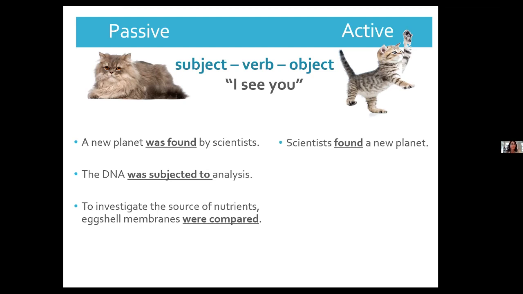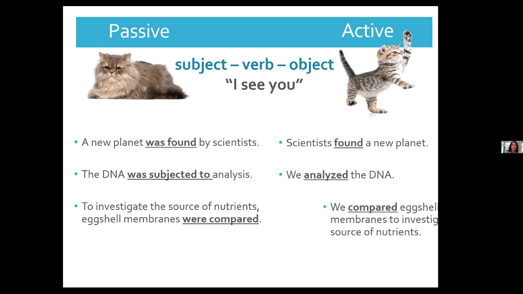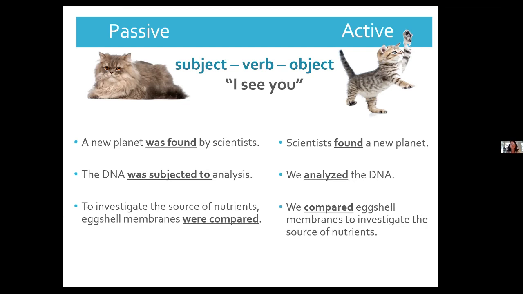The second example, the DNA was subjected to analysis, could become, we analyzed the DNA. And the last sentence, to investigate the source of nutrients, eggshell membranes were compared, becomes, we compared eggshell membranes to investigate the source of nutrients. The active voice works so well and it's so powerful because readers make rapid mental images when they're reading, and the active voice has the who and the what of the action right up front in the sentence, so it's clear and concise.